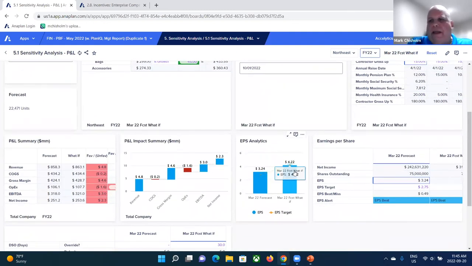Is that logical? Does it make sense? The key is that you're now able to have these conversations within Anaplan instead of struggling with the numbers. Let Anaplan do that work for you.